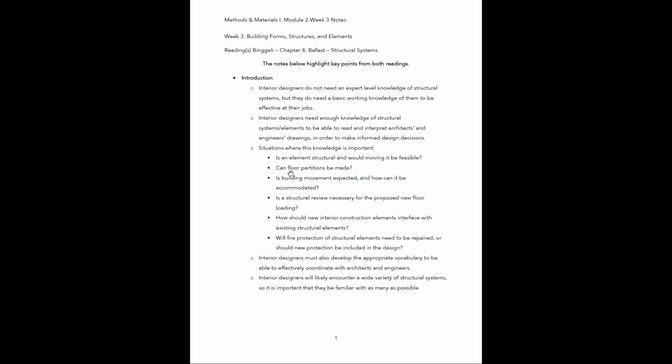All right. Situations where this knowledge is important. Is an element structural, and would moving it be feasible? Can floor penetrations be made? Is building movement expected, and how can it be accommodated? Is a structural review necessary for the proposed new floor loading? How should interior design or interior construction elements interface with existing structural elements? And will fire protection of structural elements need to be repaired, or should new protection be included in the design?